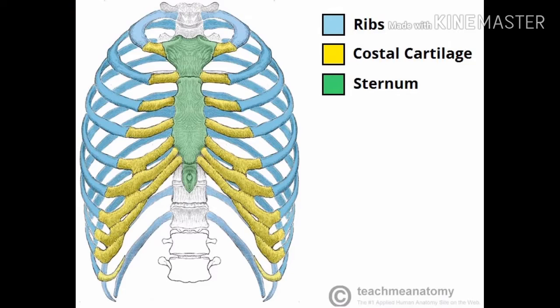The bony thorax. The thorax is the chest, and its bony underpinnings are called the bony thorax or the thoracic cage. The elements forming the bony thorax include the thoracic vertebrae, the ribs, the sternum, and the costal cartilages. We have here the ribs, which are classified into true ribs, false ribs, and floating ribs. We also have the costal cartilages, which are the yellow ones, and the green one is the sternum.